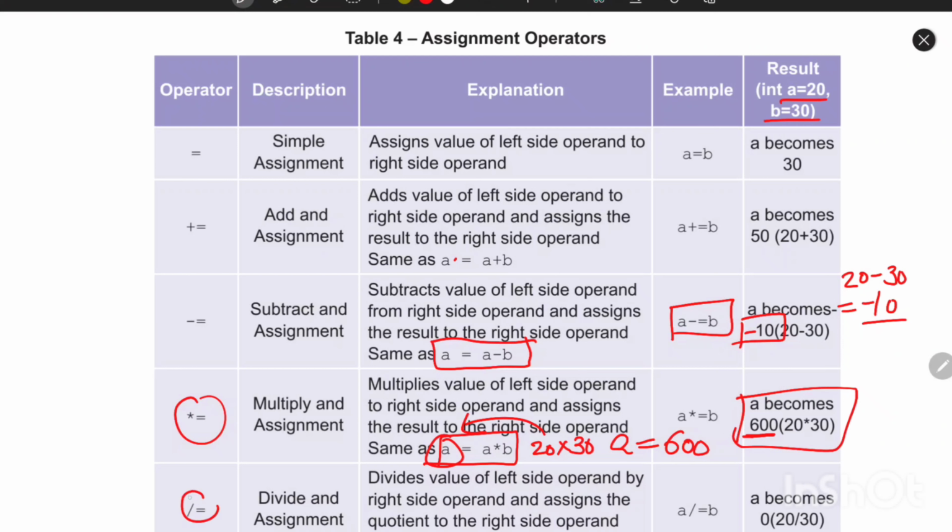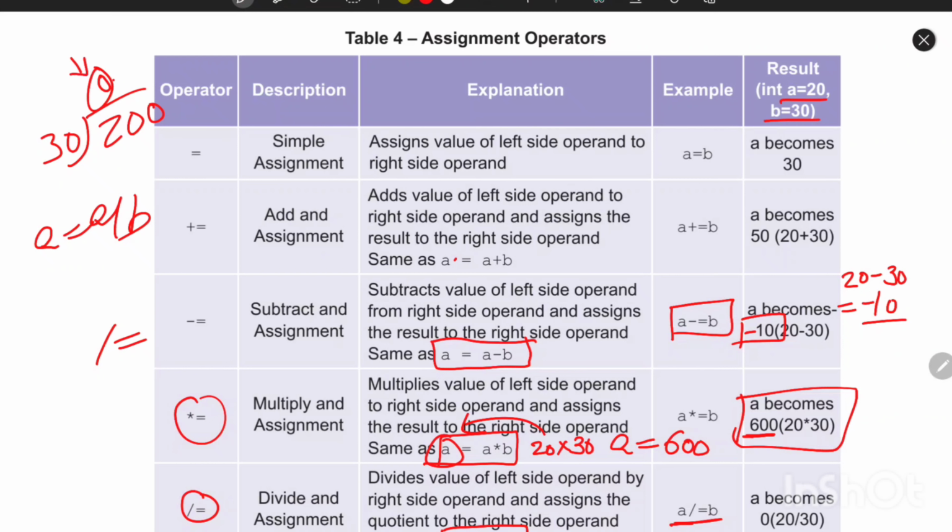And lastly, divide equal to, that is also working like this: a equal to a divided by b. So a becomes 0 because it is 20 here and 30 here, so we cannot get the decimal directly. The answer comes into points: initially it is 0 before the point, and then the decimal part comes after.